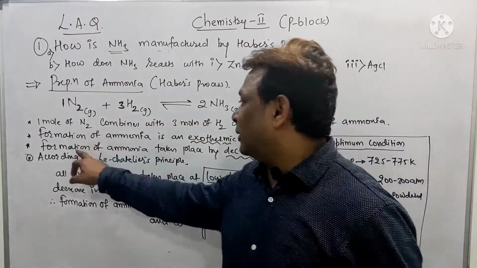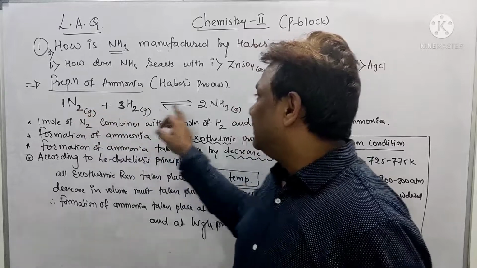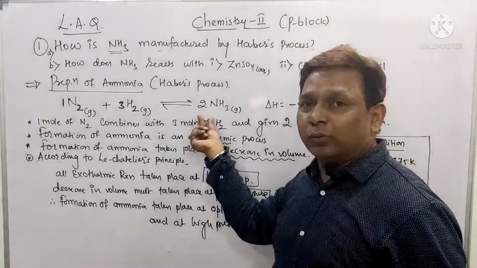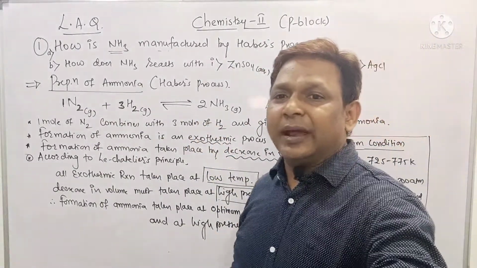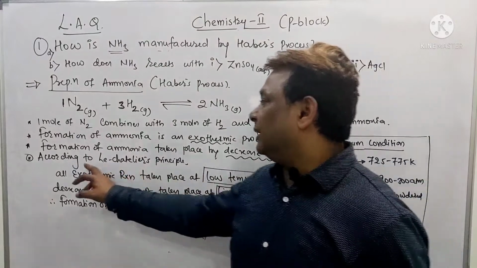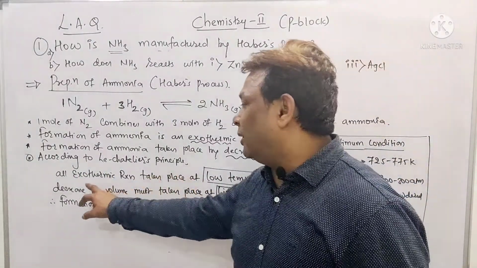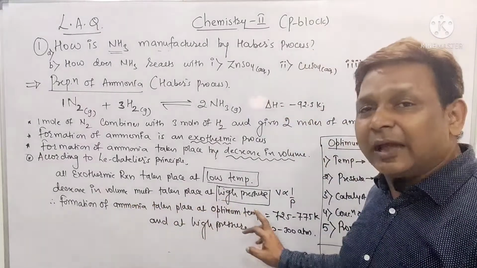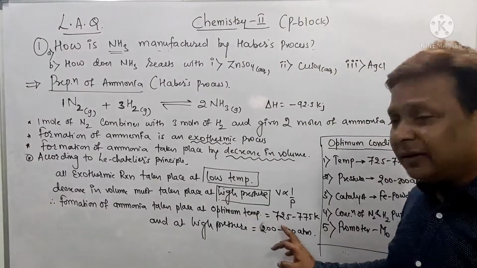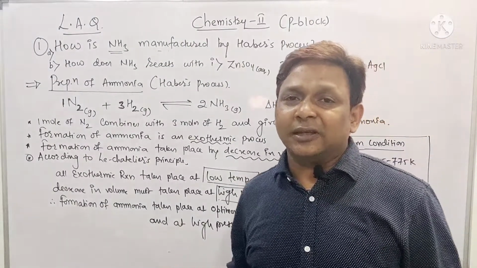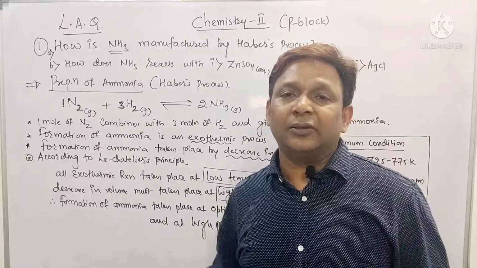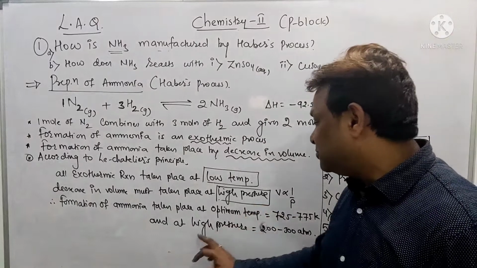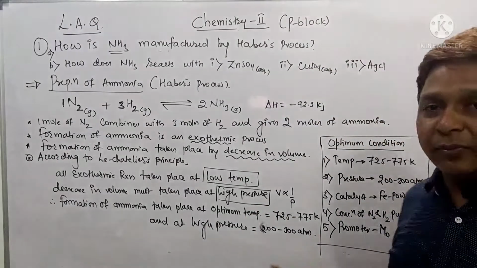Formation of ammonia takes place with decrease in volume. 1 plus 3, 4 volumes, gives rise to 2 volumes. So it is a decrease in volume. According to Le Chatelier's principle, beta, all exothermic reactions take place at low temperature and decrease in volume must take place at high pressure. What is the low temperature, beta? Actually, all reactions cannot be performed at a low temperature. We have to maintain the optimum temperature, that is 725 to 775 Kelvin, and the pressure must be high, that is 200 to 300 atmospheric pressure.